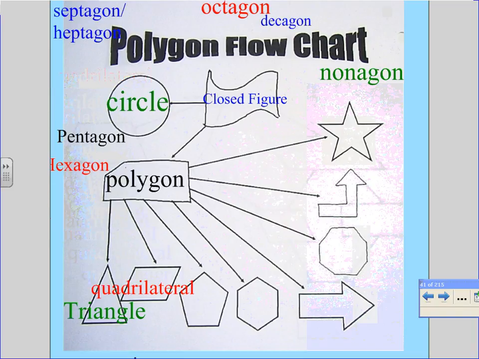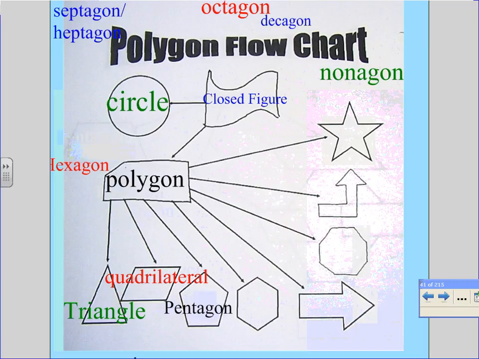All right, so there's quadrilateral. How about something with 5 sides? Alexis. Good, pentagon. So this is kind of like what we did yesterday, but it's actually in a flow chart. Okay, how about something that has 6 sides? Abigail. Good, hexagon.